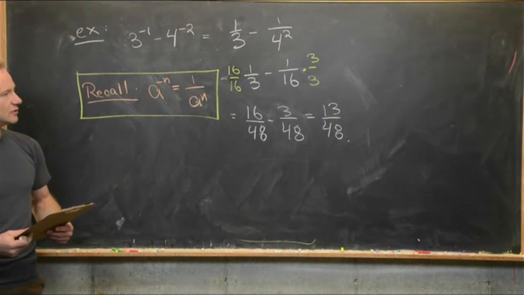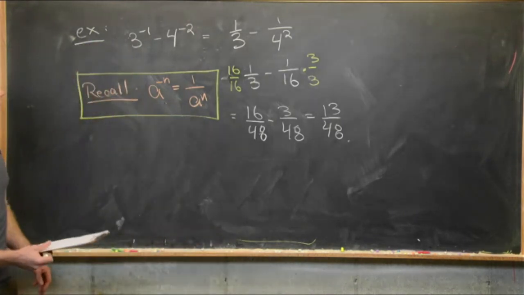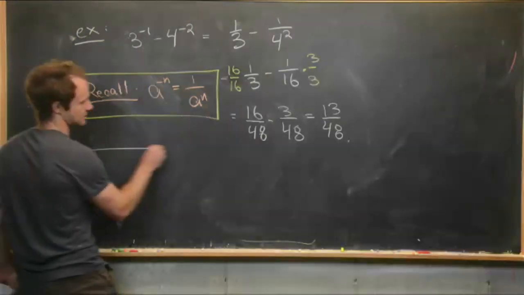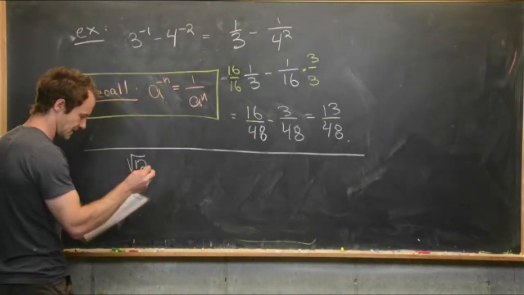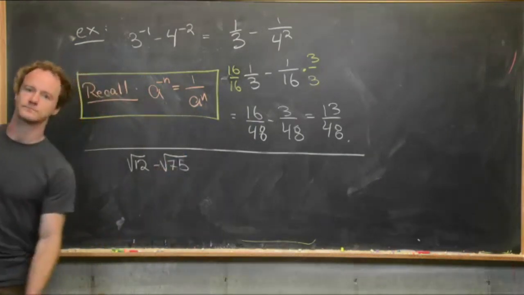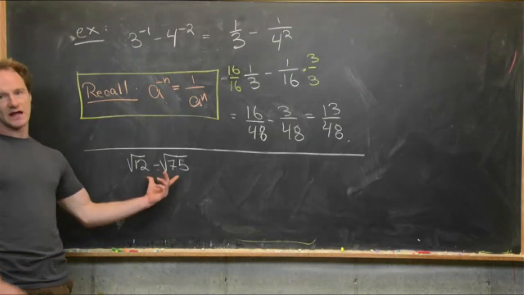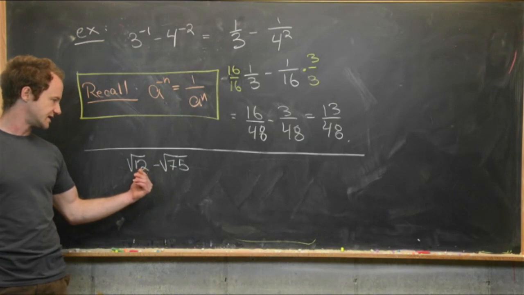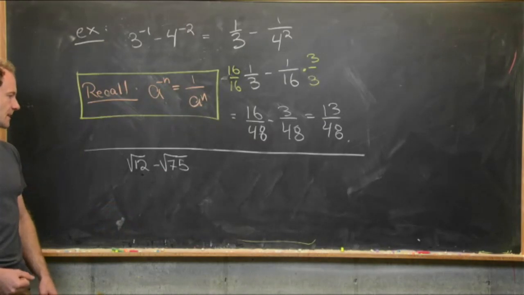Now, let's do another one that's kind of quick that involves square roots. Okay, so let's do the square root of 12 minus the square root of 75. So this seems like maybe we can't even get off the ground because 12 is not a perfect square and 75 is not a perfect square.